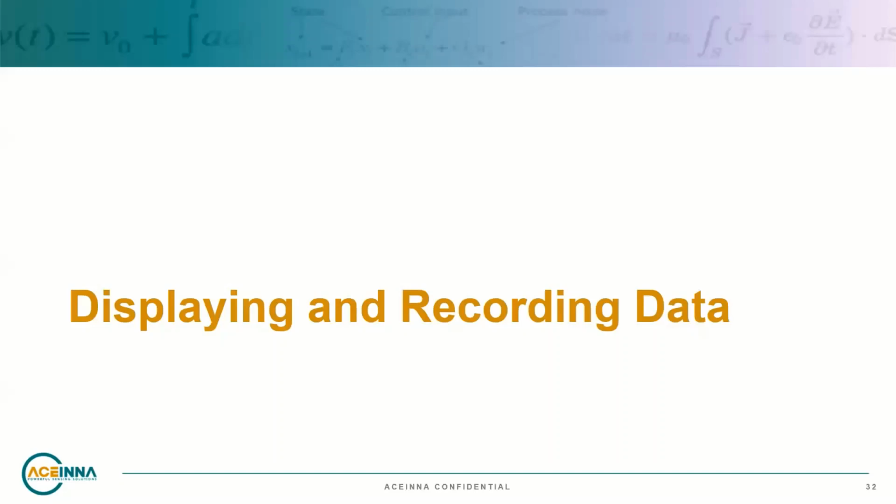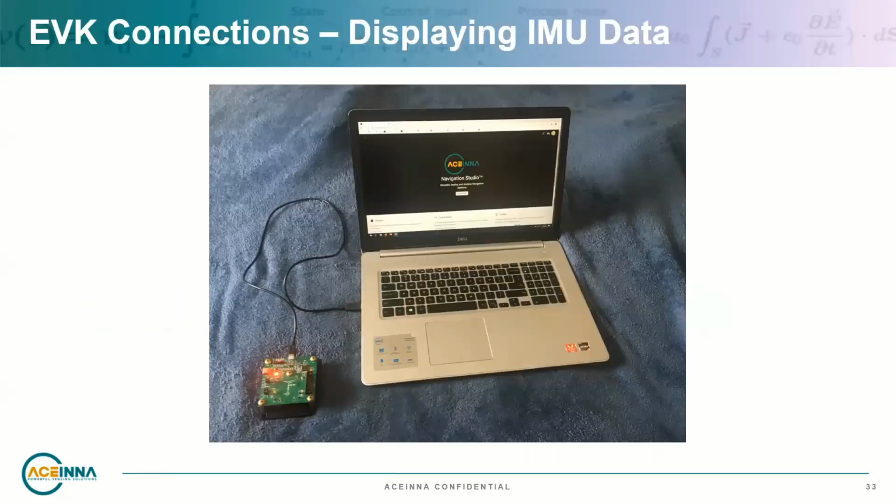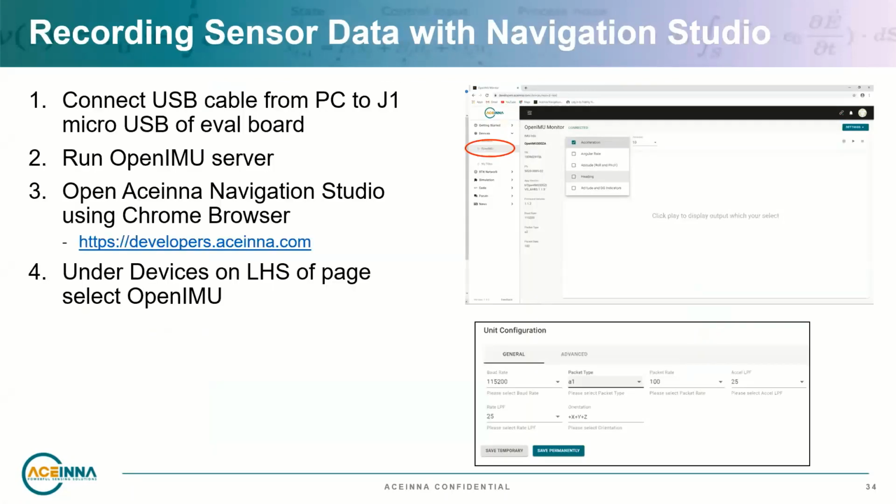Next, we'll show how to display and record the IMU data that is being collected by the Python server. For this, you just need to have the evaluation kit connected to the PC via the USB. So with the PC connected, you need to run the OpenIMU server via one of the methods Ravi demonstrated. Then open Navigation Studio, and under OpenIMU, select that under the Devices tab.